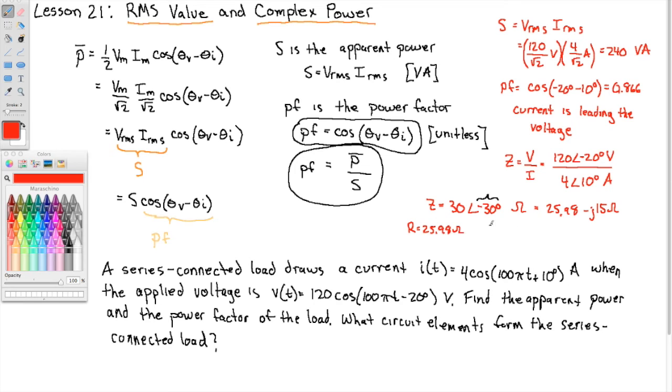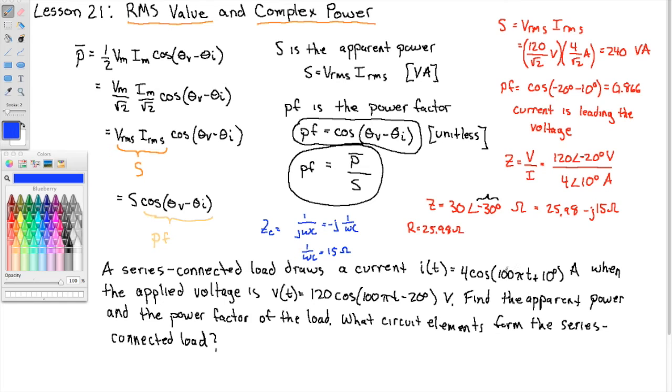So what is the capacitance? Well, remember, in blue, the impedance of a capacitor is 1 over j omega c, which is minus j times 1 over omega c. So that means 1 over omega c must be 15 ohms.